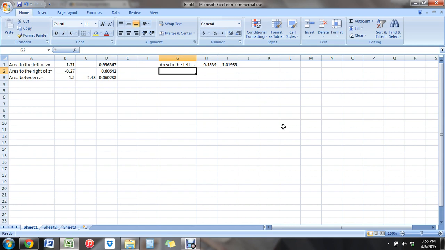If you found that in the table, it would be negative 1.02. Now what if we were given the area to the right, and we wanted to find the z-value? Well, we would do this just like we would do it with our table. We first find the area to the left. We can do that by taking 1 minus the area to the right.